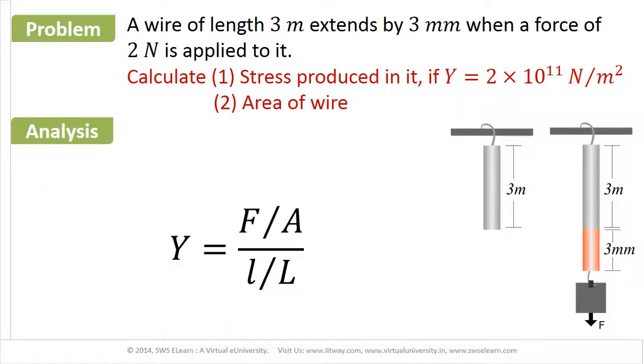The equation of Young's modulus involves 5 variables. Hence, substituting the values given in the problem into the equation, we can get the required answer.